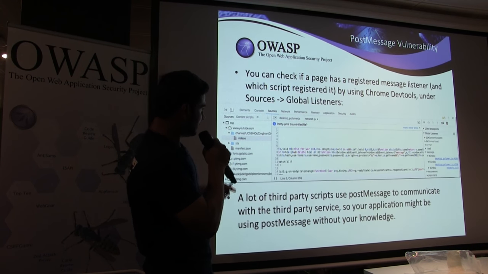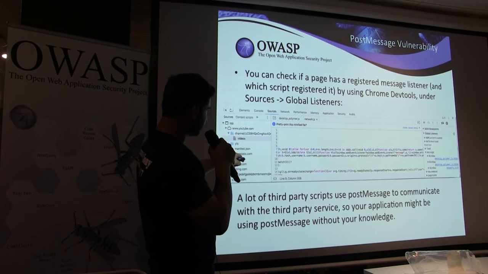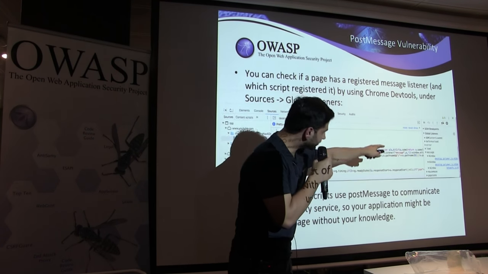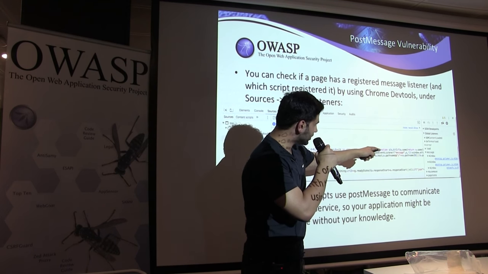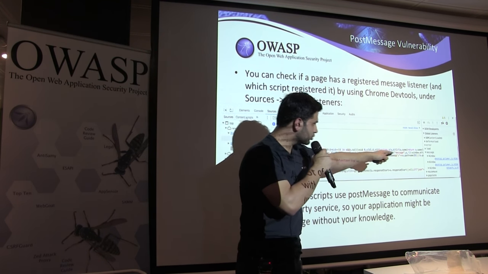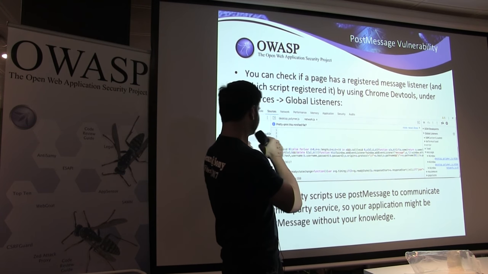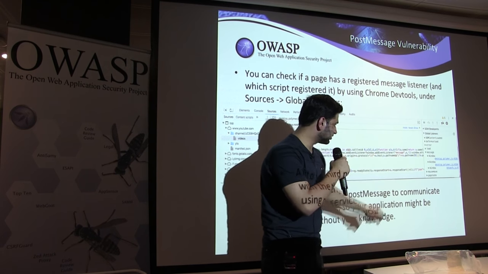You can find postMessage in your Chrome DevTools, under the Sources section, where you can see a global listener. Under the global listener there is a message entry, and there are two messages. As you can see here, I have opened YouTube, and there are addEventListener and window.addEventListener.